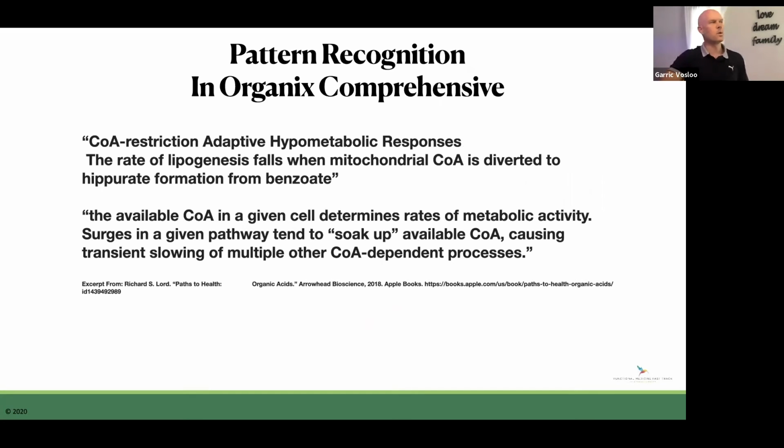So this is what's called a hypometabolic beneficial response because it is related to BMI. The rate of lipogenesis falls when mitochondrial coenzyme A is diverted to hippurate formation from benzoate. So the available coenzyme A in a given cell determines rates of metabolic activity. Surges in a given pathway tend to soak up available CoA, causing transient slowing of multiple other CoA-dependent processes. Does that make sense?